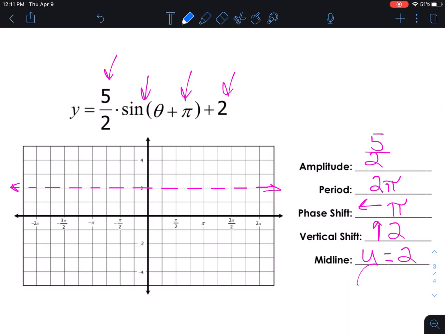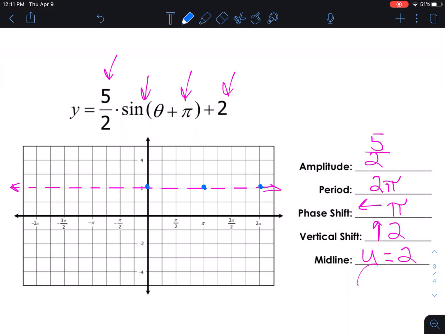So we know that sine usually starts at 0, 0. In this case, that would be 0, 2 now. We also know that the amplitude here is 5 over 2, so we need to keep that in mind. Our period hasn't changed, so I know at 2 pi, I have to be back to this spot right here. Halfway in between, we also are at 0, which would now be 2.